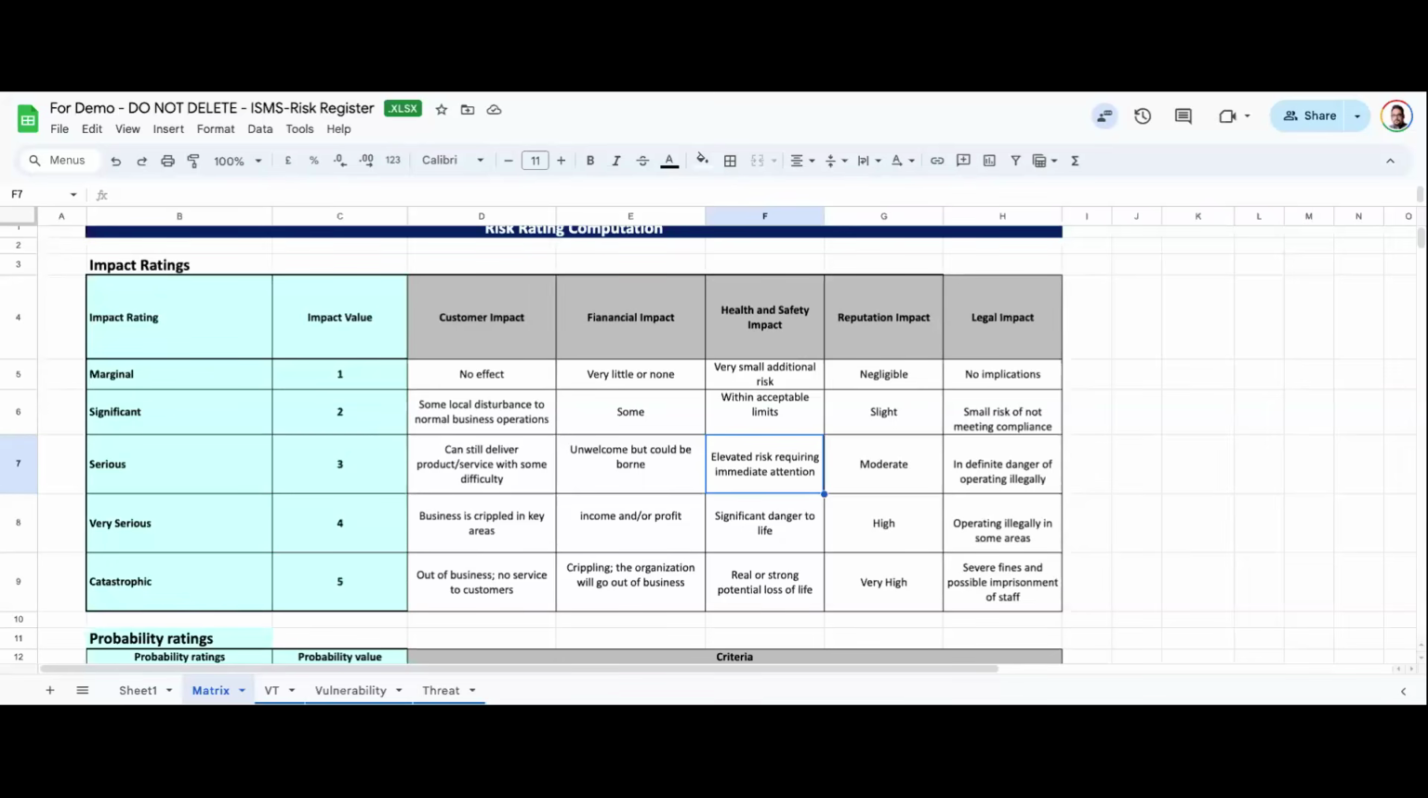I would say customer impact, then financial impact and reputation impact. But again, depending upon the process, if the process has some sensitive data, it would be legal also. And if it is a call center that is assisting hospitals, providing them assistance, then health and safety impact is also going to be a part of it. Good.